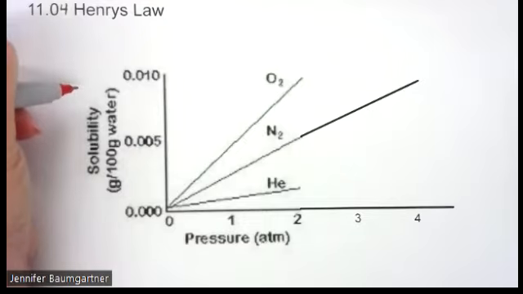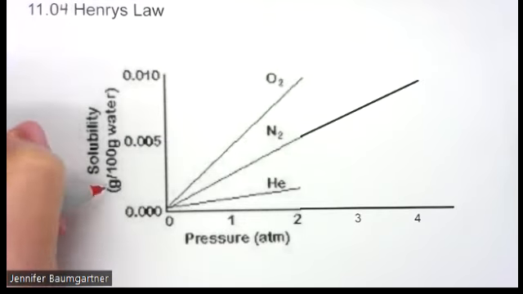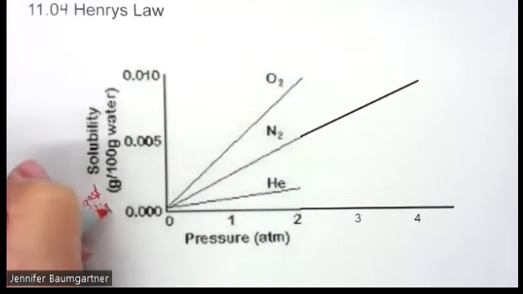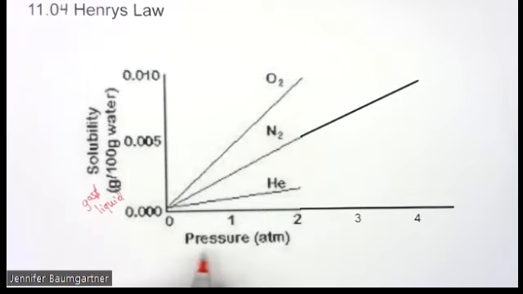So here we are looking at the solubility. This is grams, and this is of a gas in a liquid. And we're looking at the pressure. So we're looking to see how the pressure affects the solubility of a gas in a liquid. And on this column, we have the amount of gas that's dissolved per 100 grams of water. And on this axis, we have the pressure.